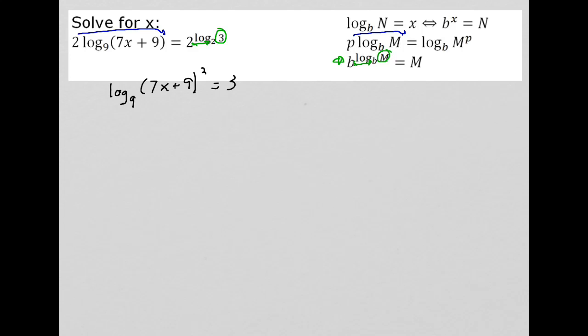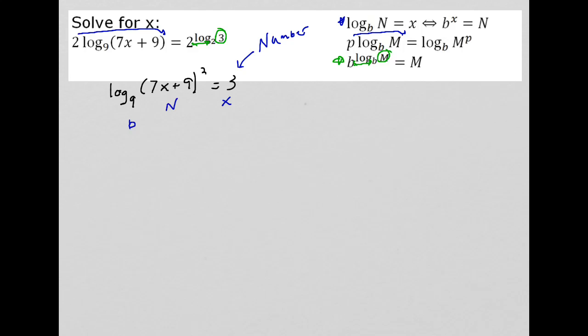Now it's tempting to just drop the logarithm, but you can't do that because the right-hand side here is a number, not a logarithm. So don't drop the logarithm. Instead, use this rule at the very top. Log base b of n is x if and only if b to the x is n. So the base would be 9, that's our b, and the n is (7x plus 9) squared, and the x is 3.